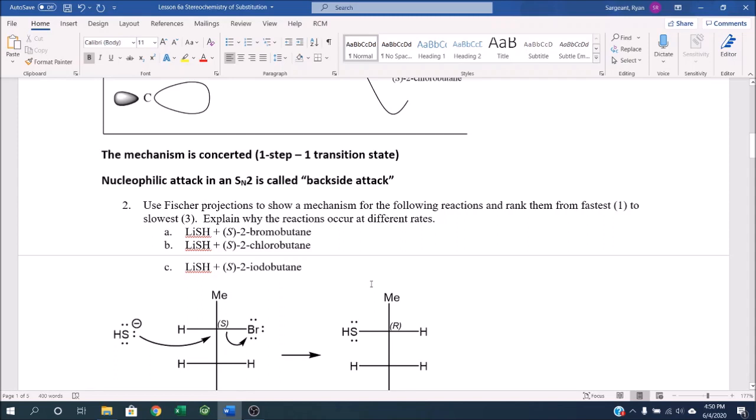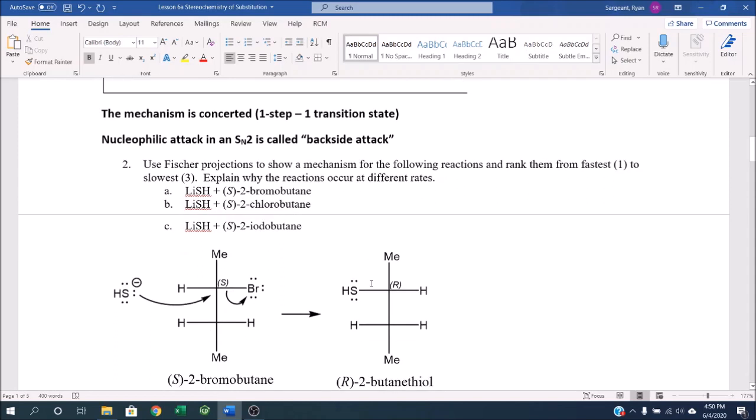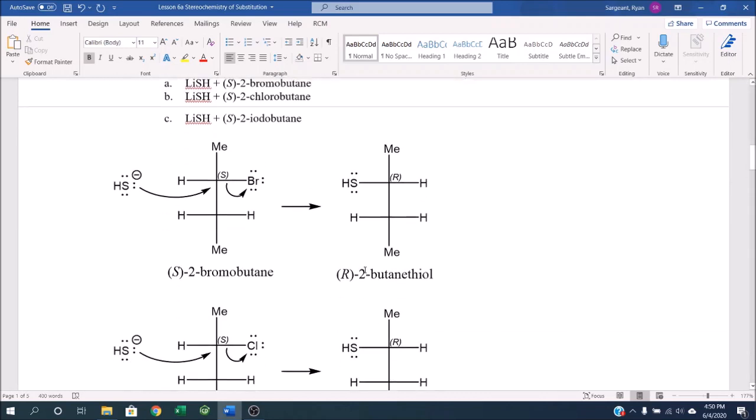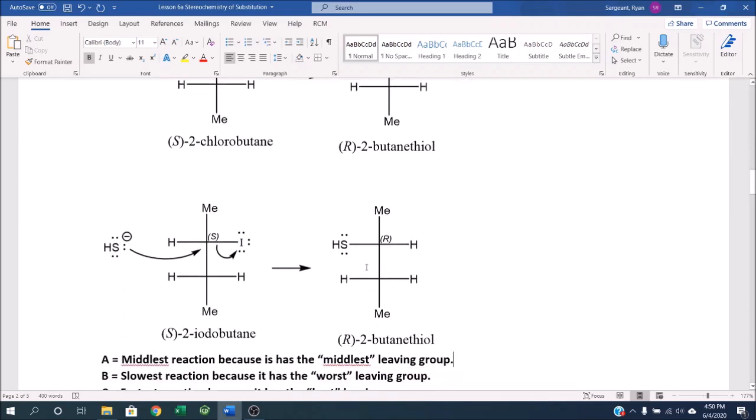All right, so question number 2, the whole point of this question, the reason that you want to do this, is so that you can identify the rate of a reaction based on the suitability of the leaving groups. And the only leaving groups that we focused on so far are the halogens, and the bigger halogens are faster leaving groups.